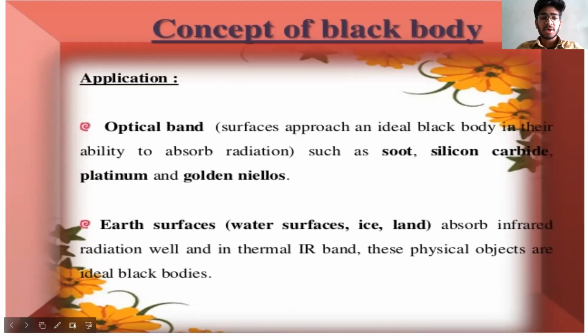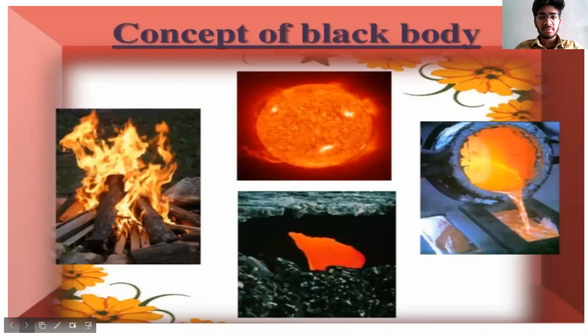Application. Optical band. Surfaces approach an ideal black body in their ability to absorb radiation, such as soot, silicon carbide, platinum, and gold medium surfaces. Water surfaces, ice, and land absorb infrared radiation well in the thermal higher band. These physical objects are ideal black bodies. Here are some diagrams of a black body.